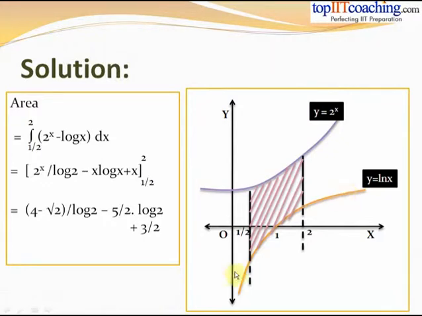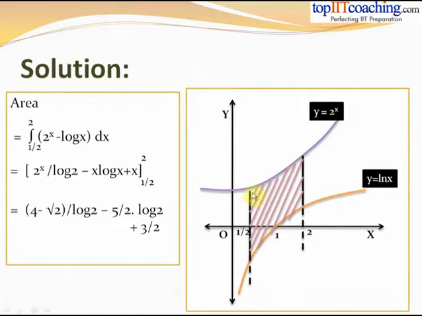So this yellow curve represents the equation y = ln x. This is equal to 0 at x = 1, and when x tends to infinity, this also tends to infinity. Similarly, when x tends to 0, it tends to minus infinity. Now this is the line x = 1/2 and this is the line x = 2. So actually the area between these two curves and these two lines is this portion.